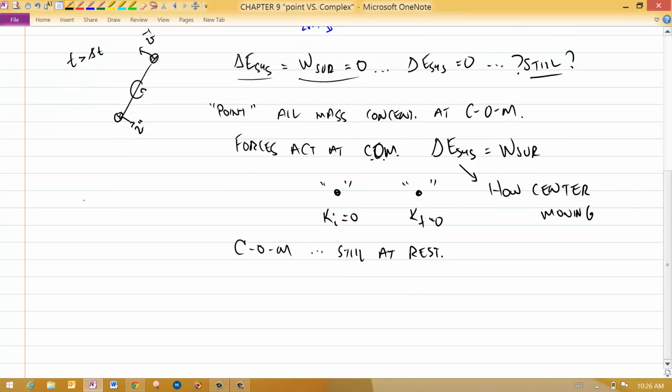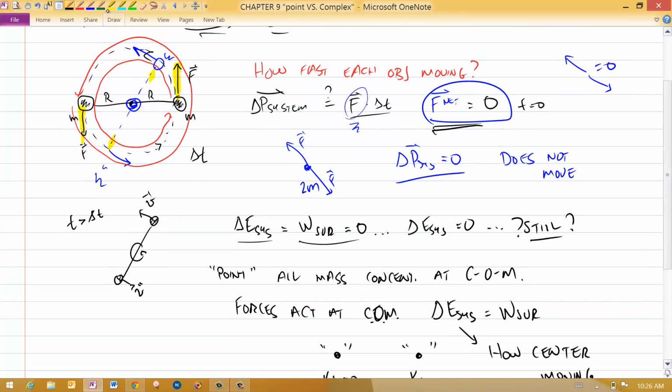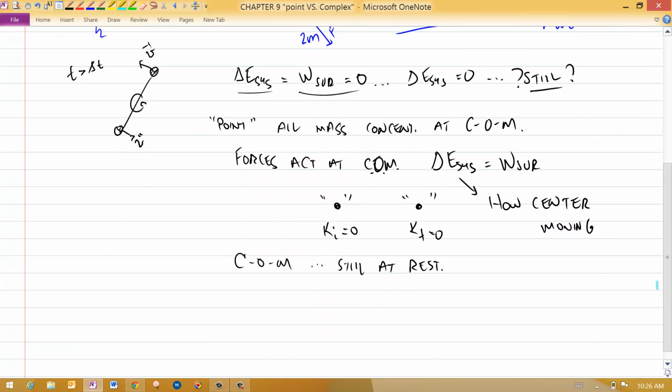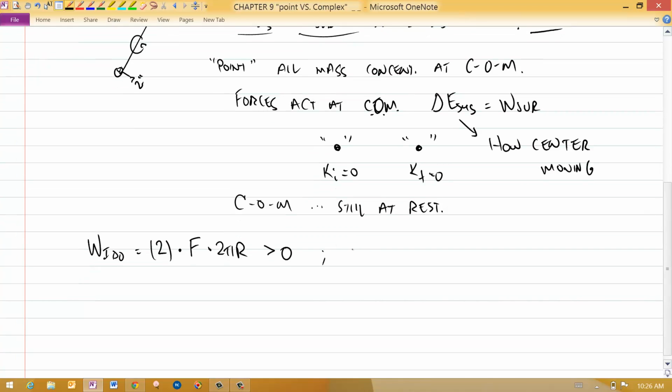However, I have done some work here. For these two particles, I grabbed this one right here, and I moved it a distance 2 pi r with my force F that was parallel to the displacement. So the work I do is equal to 2, because there's two objects I'm working on, times the part of my force that is parallel to the motion, times 2 pi r. So the work I do is greater than 0. And this is the work that comes into the complex system.